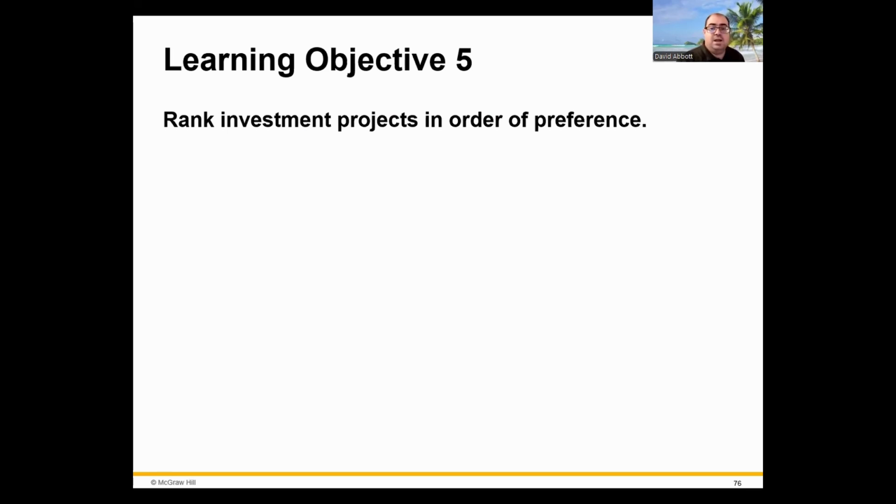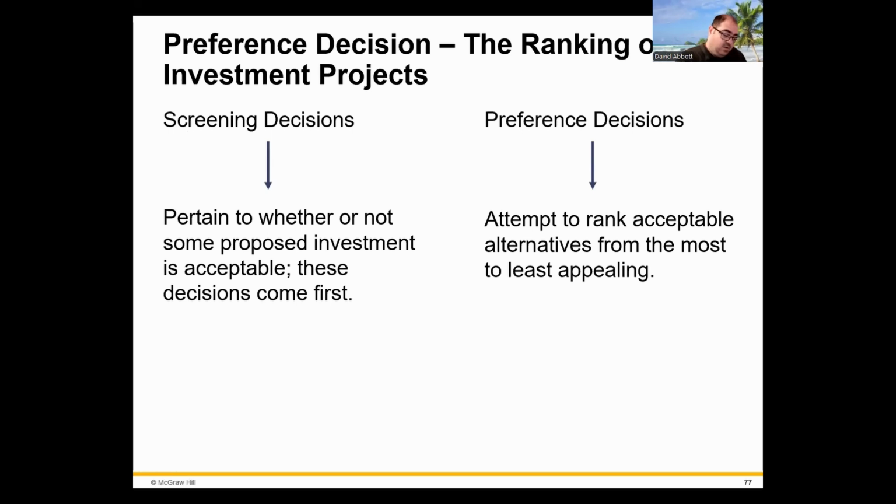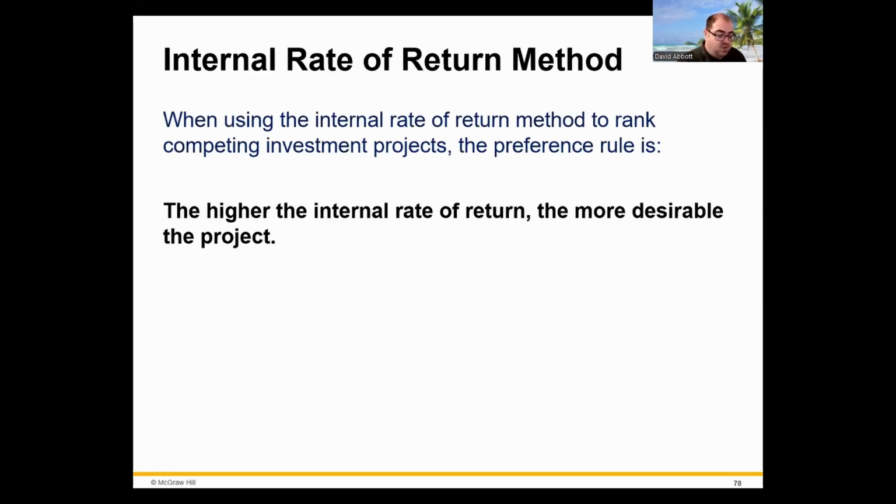Okay, so now we'll learn how to rank investment projects in order of preference. If we remember, when we're considering investment opportunities, managers must make 2 types of decisions, both screening decisions and preference decisions. Screening decisions are what come first. They pertain to whether or not some proposed investment is acceptable. And then preference decisions attempt to rank the acceptable alternatives from the most to the least appealing. Preference decisions need to be made because the number of acceptable investment alternatives usually exceeds the amount of available funds that we have to invest. And so we can use the internal rate of return method. And when using the internal rate of return method to rank competing investment projects, the preference rule is the higher the internal rate of return, the more desirable the project.